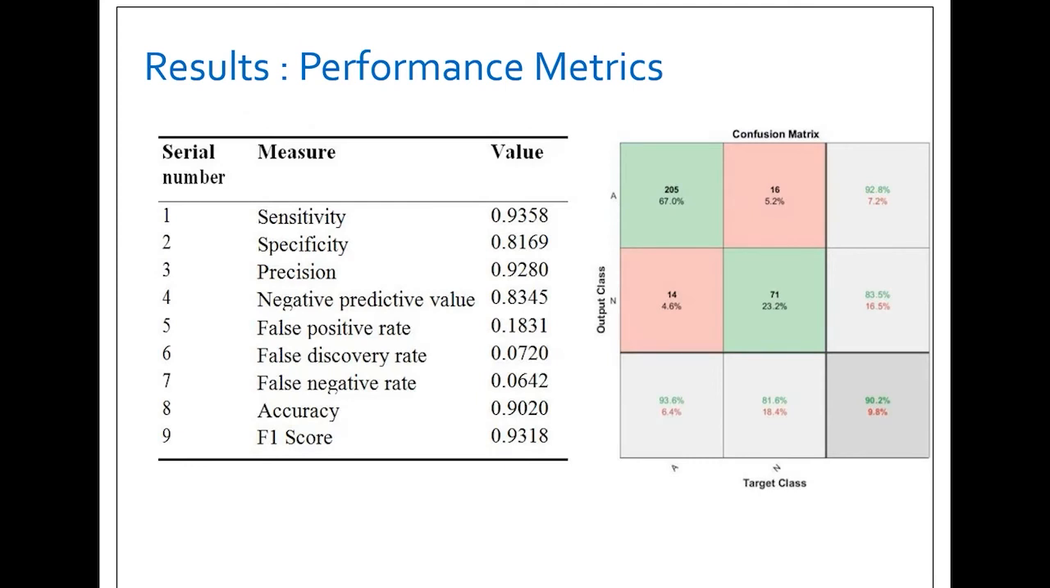These are the performance metrics of the proposed system with an accuracy of 0.9020, a sensitivity of 0.9358 and a specificity of 0.8169, and all the other metrics like precision, negative predictive value, false positive rate, false discovery rate, false negative rate and F1 score are tabulated in this table using this confusion matrix.